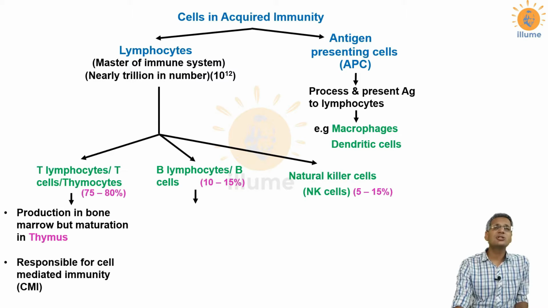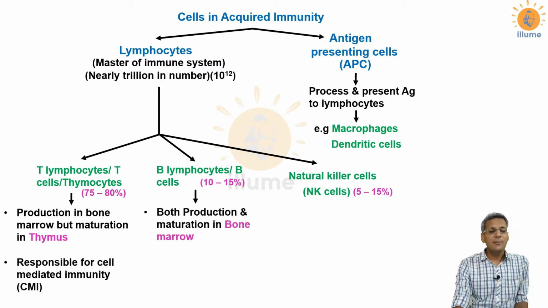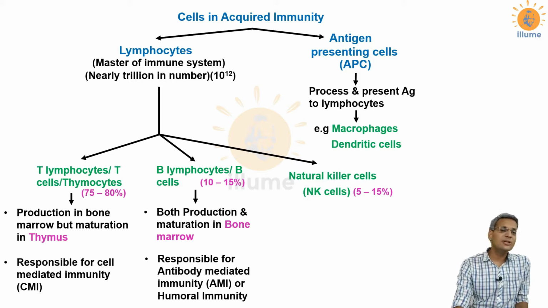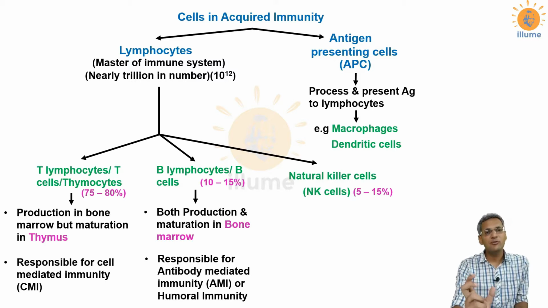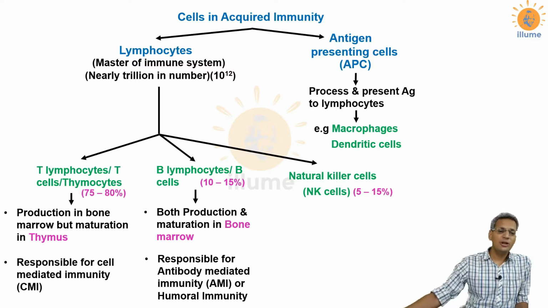And T cells are responsible for cell mediated immunity. B lymphocytes are produced in bone marrow as well as mature in bone marrow, and they are responsible for humoral immunity or antibody mediated immunity. We'll be discussing CMI in this video. That's why I taught you about the lymphocytes.